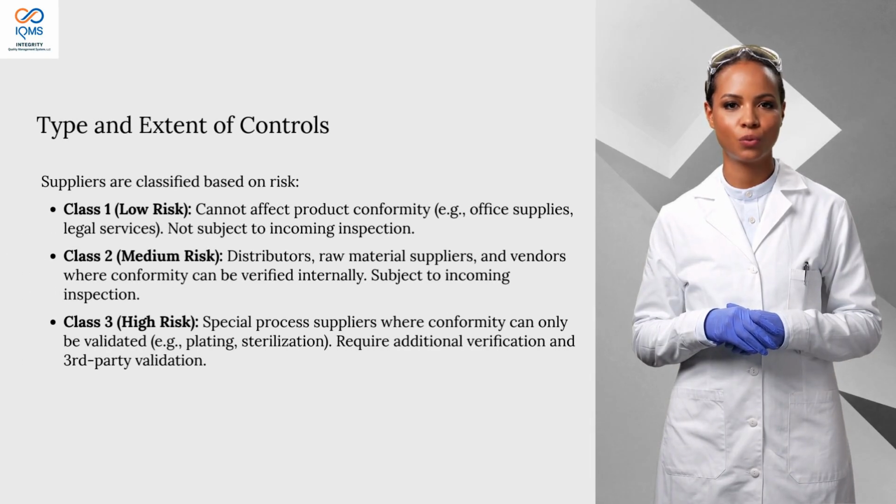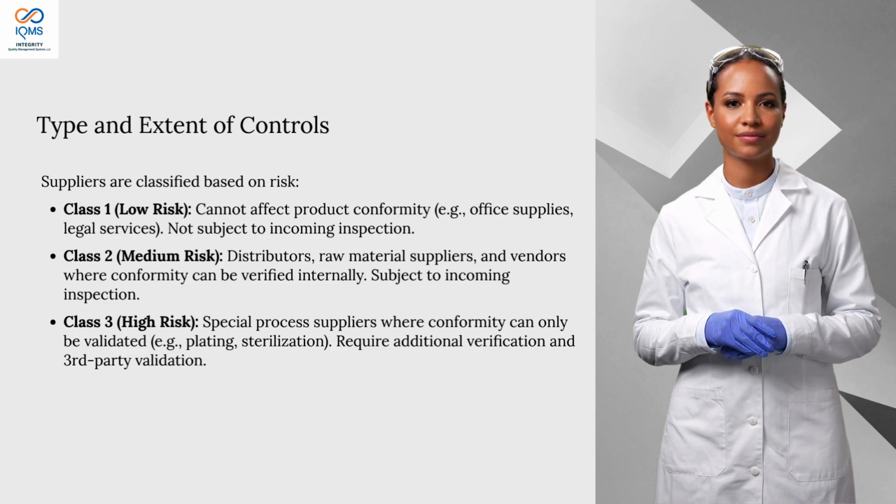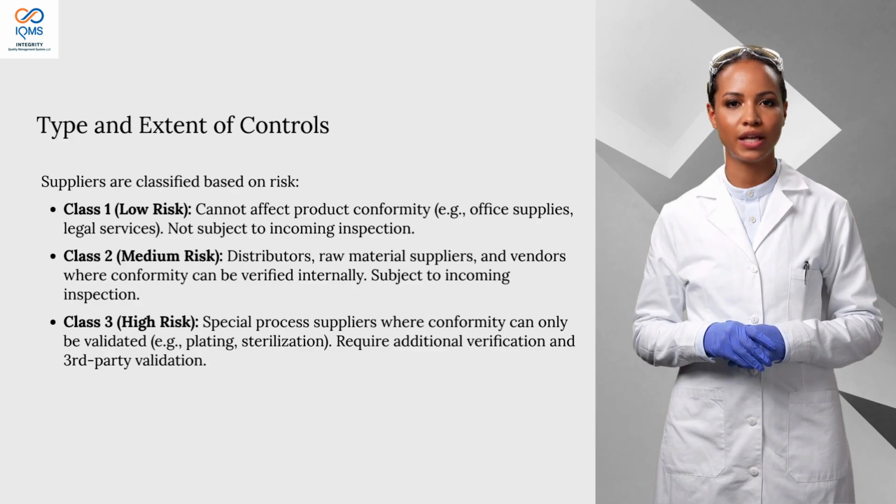Type and extent of controls. Suppliers are classified based on risk. Class 1, low risk, cannot affect product conformity, such as office supplies, legal services, not subject to incoming inspection. Class 2, medium risk, distributors, raw material suppliers, and vendors where conformity can be verified internally, subject to incoming inspection. Class 3, high risk, special process suppliers where conformity can only be validated, such as plating, sterilization, require additional verification and 3rd party validation.